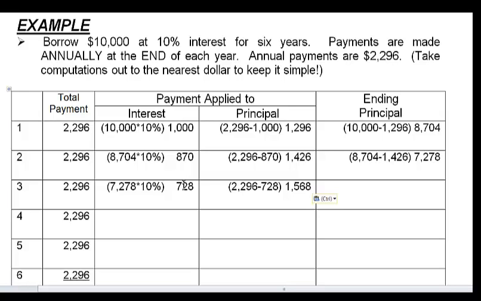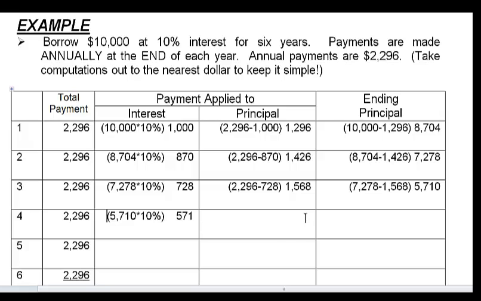My ending principal at the end of year 3 would be my $72.78 less the $15.68 that I just applied to principal. Says that at the end of year 3, I would still owe a balance of $5,710. For year 4, the amount of my payment that goes toward interest would be my $57.10 ending principal at the end of last year, which becomes beginning principal for this year, times my interest rate. Says that I would pay $571 in interest.